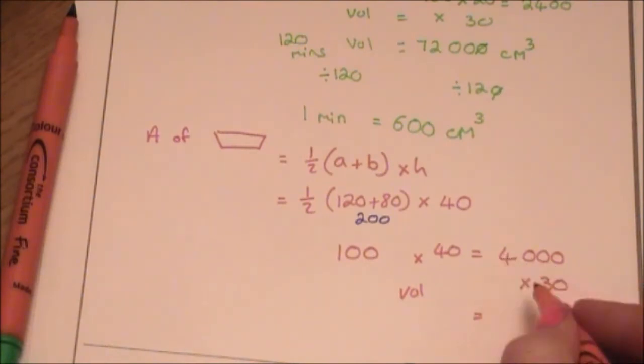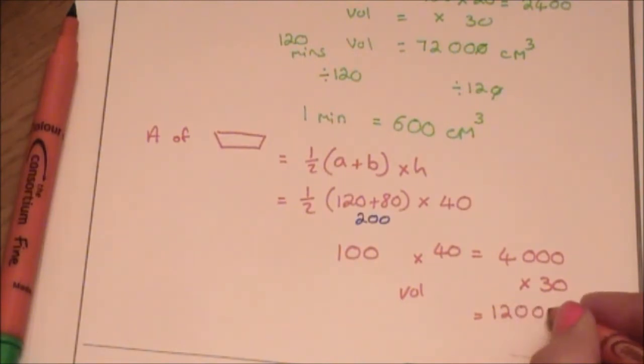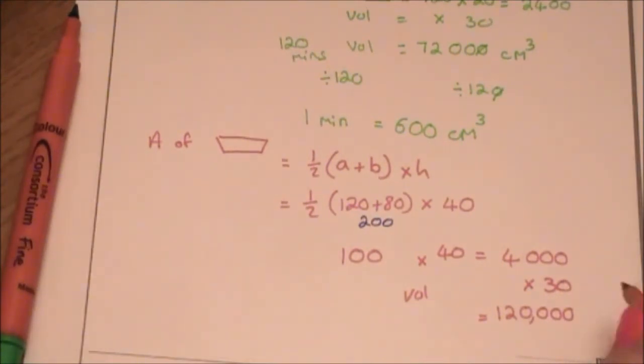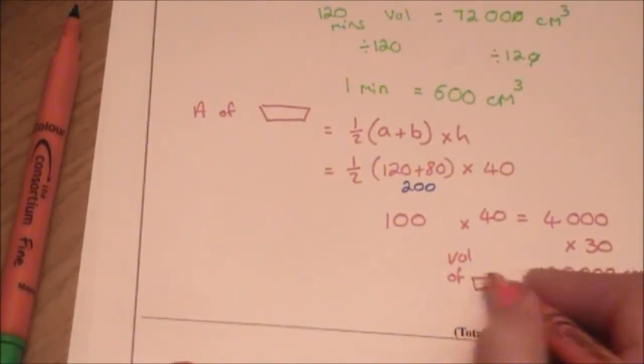4,000 times by 30, well, 4 times by 3 is 12. And then I've got 1, 2, 3, 4 zeros. So that's going to give me 120,000 centimetres cubed. And that is the volume of the bottom part of my tank.